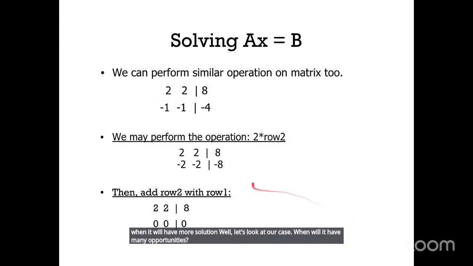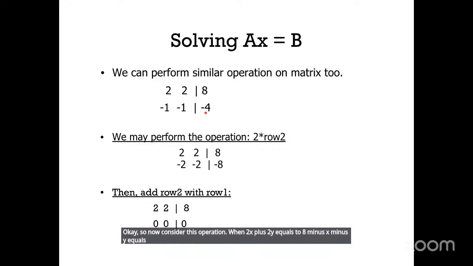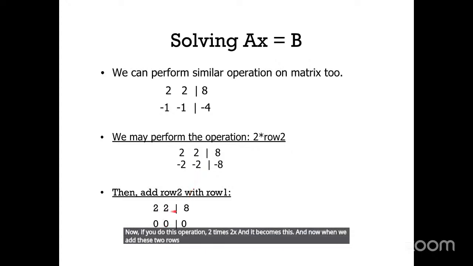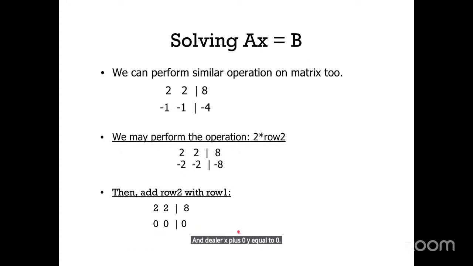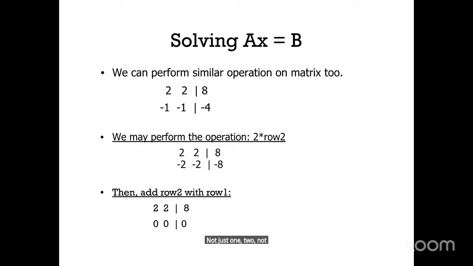Consider this operation: 2x plus 2y equals 8, minus x minus y equals minus 4. Now if we do this operation, 2 times row 2, and add these two rows, it will become 2x plus 2y equals 8 and 0x plus 0y equals 0. Now from here, can we say that there are infinite solutions? Not just one or two solutions. There are infinitely many solutions.